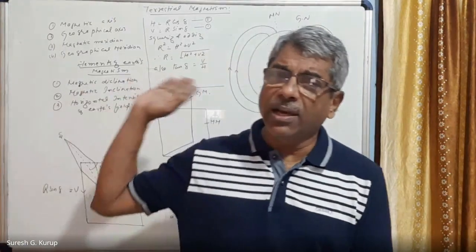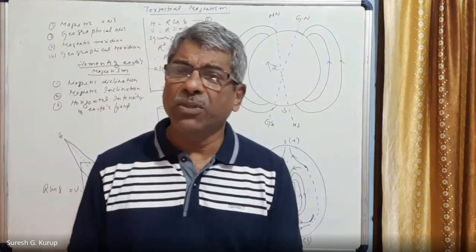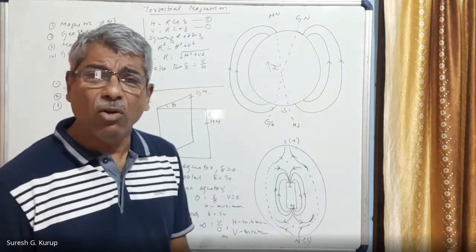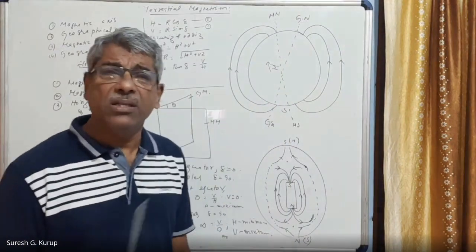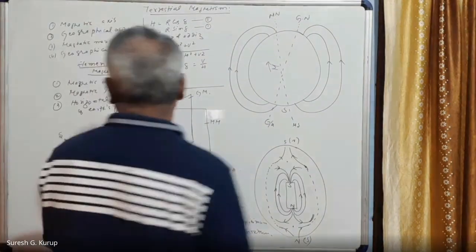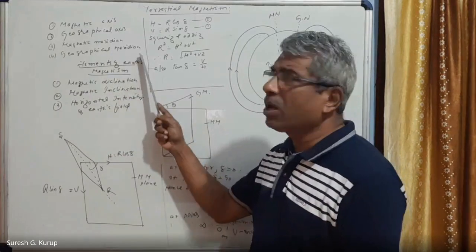As I said, the magnetic axis and geographical axis never coincide with each other. These vertical planes also never coincide with each other. There will always be an angle between these two planes. Am I correct? So these are the things about it. This is the magnetic meridian and also the geographical meridian.